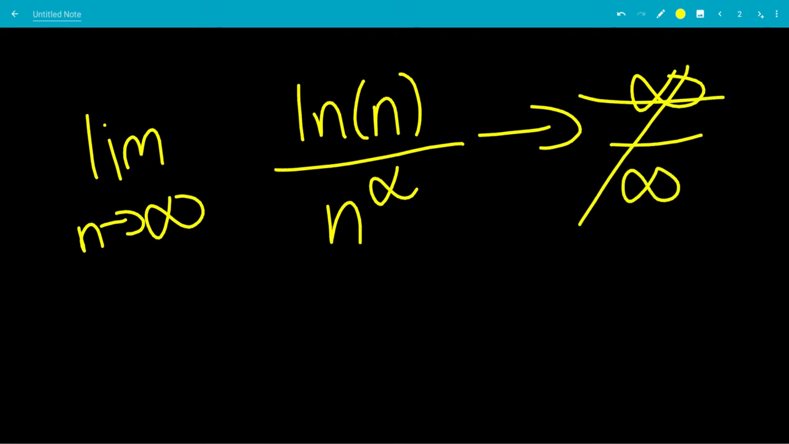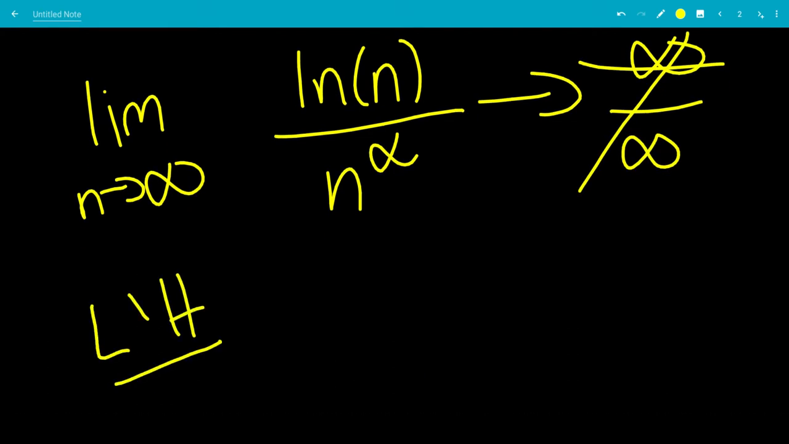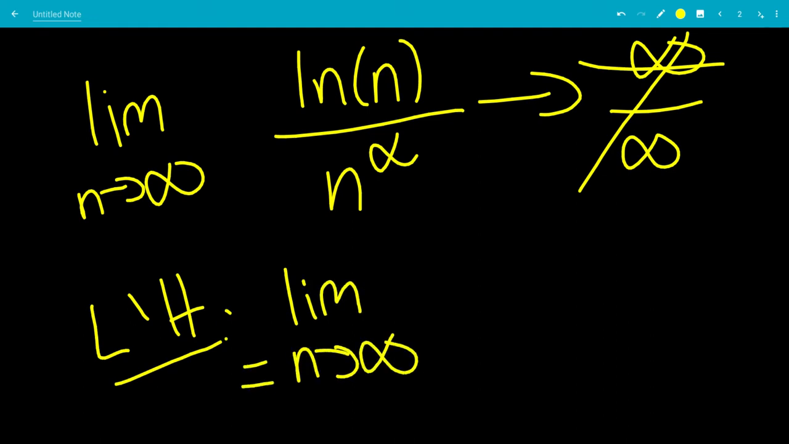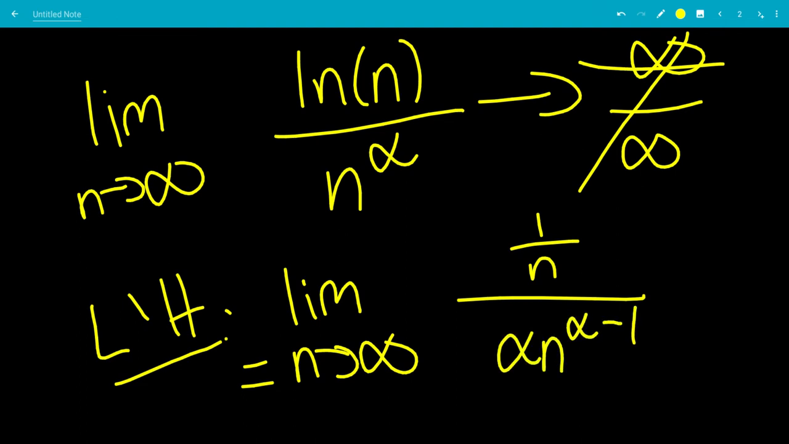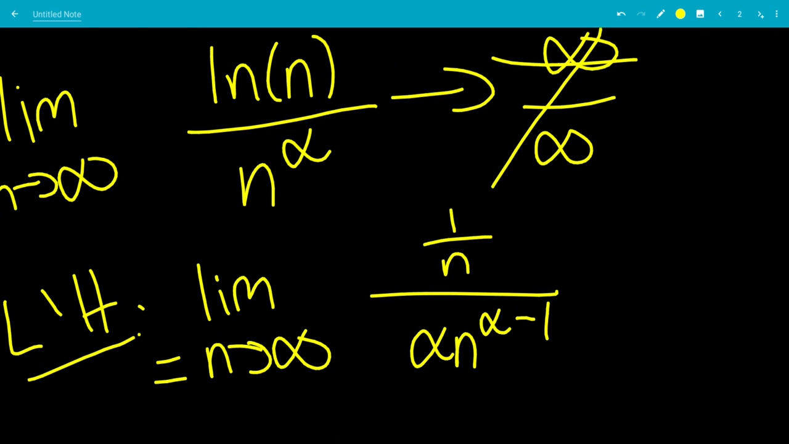But we can't use this directly, so we use L'Hopital's rule. The fraction stays the same, and we do the top derivative over the bottom derivative. The derivative of ln n is 1 over n, all over the derivative of n to the a, which is a n to the a minus 1, just the power rule for derivatives. Multiply top and bottom by n, because that's multiplying by 1.